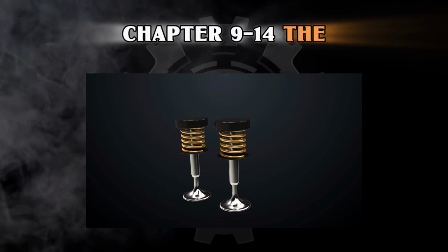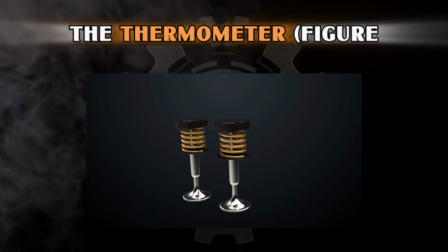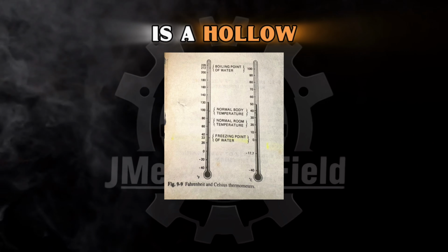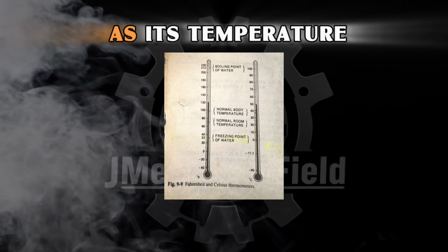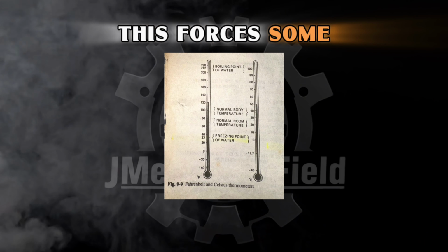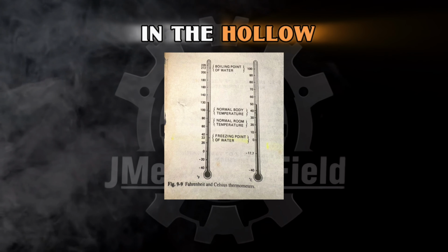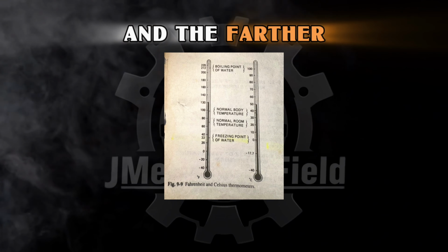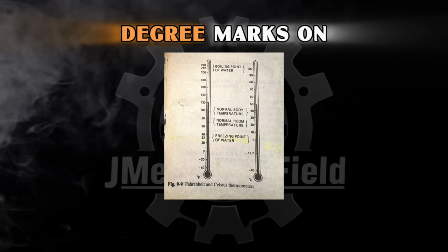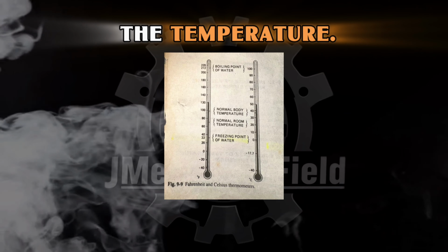Chapter 9-14. The thermometer. The thermometer, figure 9-9, is a hollow tube partly filled with a liquid such as mercury. The liquid expands as its temperature increases. This forces some of the liquid to move up in the hollow tube. The higher the temperature, the more the liquid expands, and the farther up it rises in the tube. Degree marks on the tube indicate the temperature.